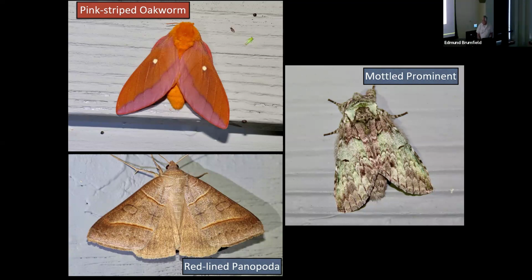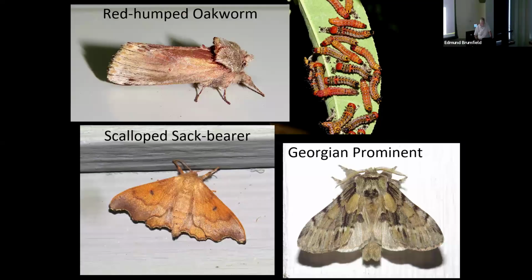Prominents are very common, lots of different species. I think I've had 40 different species at my moth station. And then there's the red-lined Panapoda. A word about pronunciations. I don't know that I'm pronouncing these things correctly, but the only way to really do it is to do it with conviction. Just some more that are oak feeders.